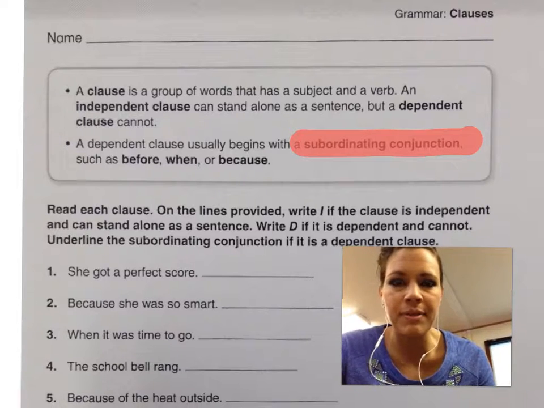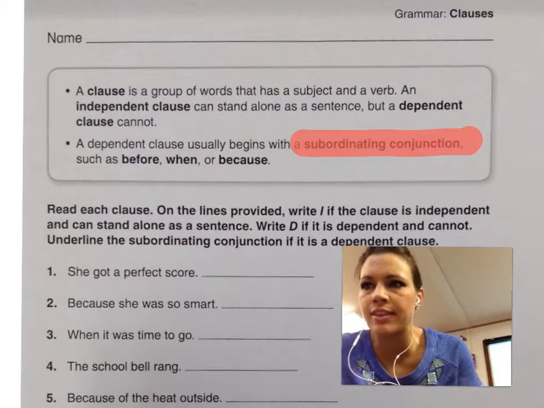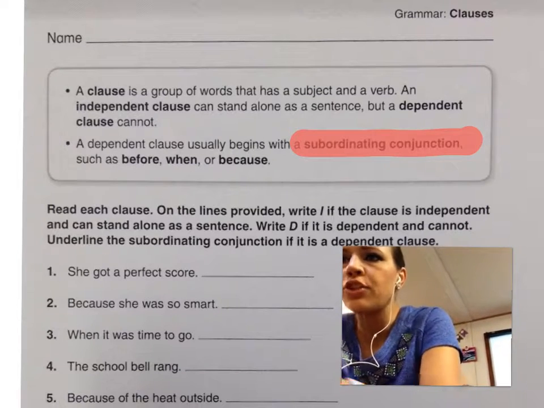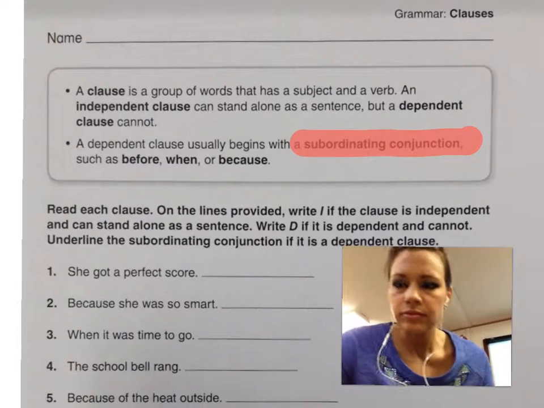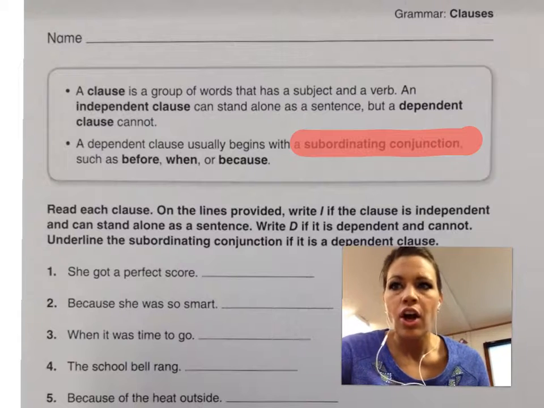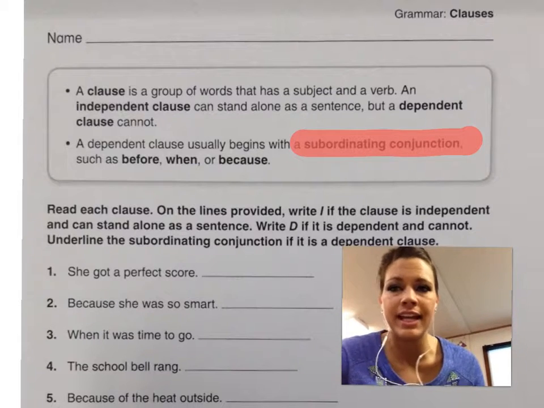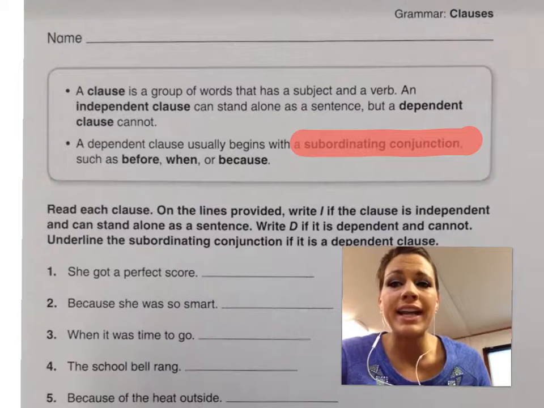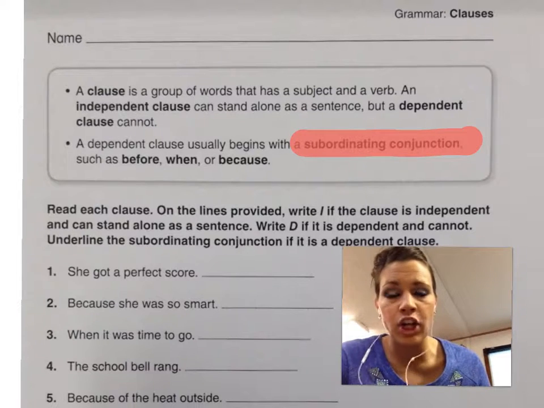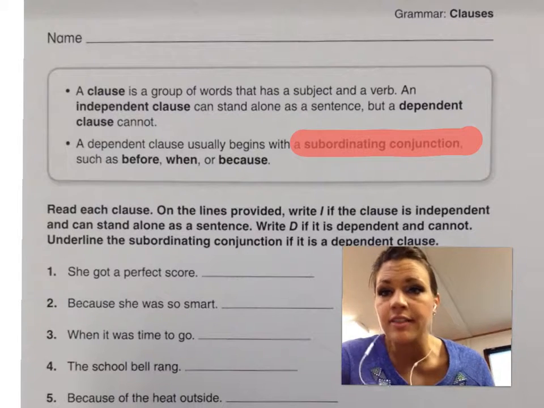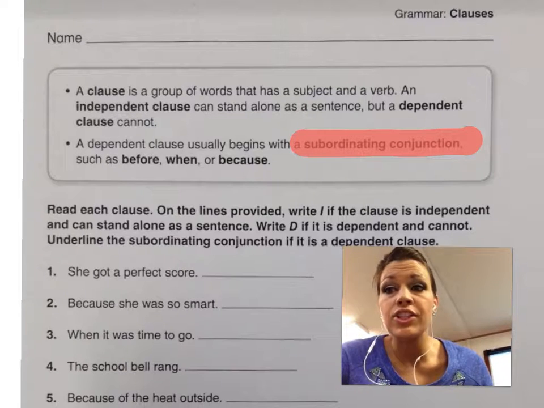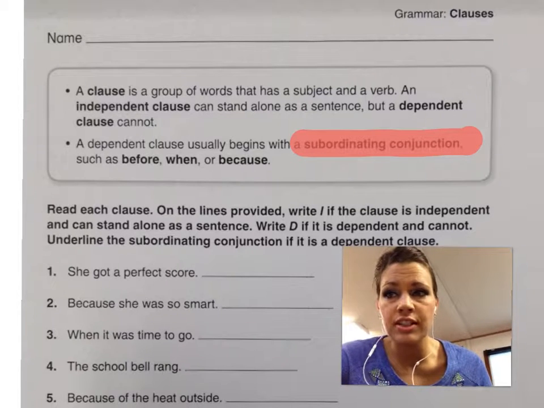Let's look at your assignment for today that you're going to be working with. The directions say, read each clause. On the lines provided, write a capital I if the clause is independent, which means it could be a sentence and stand alone. Write a D if it cannot stand alone and it's dependent. Underline the subordinating conjunction if it's a dependent clause.